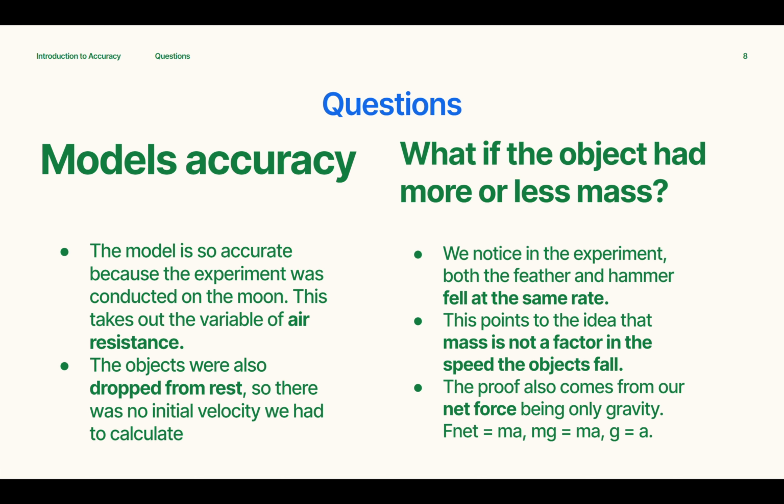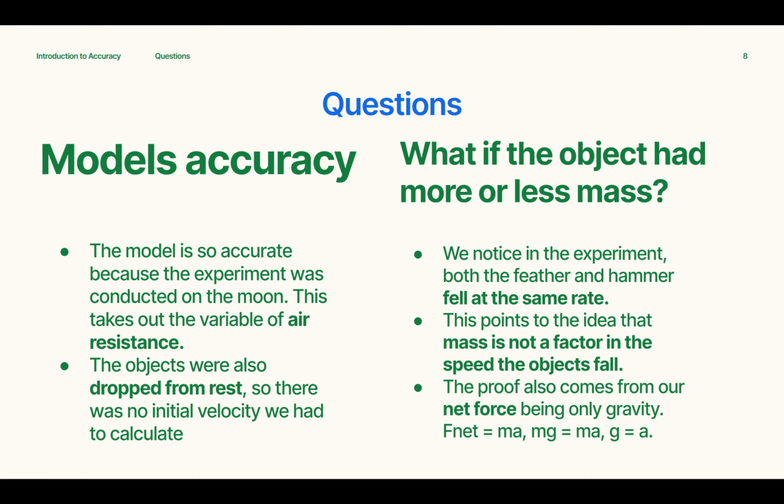What if the object had more or less mass? We notice in the experiment both the feather and hammer fell at the same rate, even though they have different masses. This points to the idea that mass is not a factor in the speed of an object's fall. The proof also comes from our net force being only gravity.